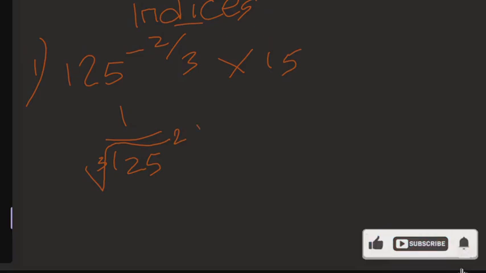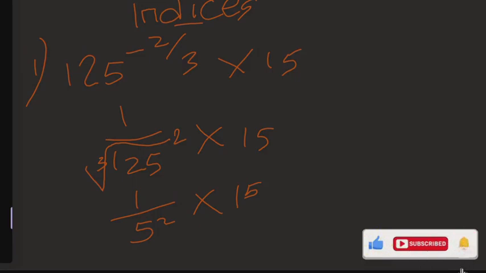And then we have multiplied by 15. Now, what's the third root of 125? The third root of 125 is 5. Because 5 times 5 times 5 is 125. 5 times 5 is 25. 25 times 5 is 125. So that's why it's the third root. 5 is the number that when you multiply it 3 times, you'll be getting 125. So that's the third root.